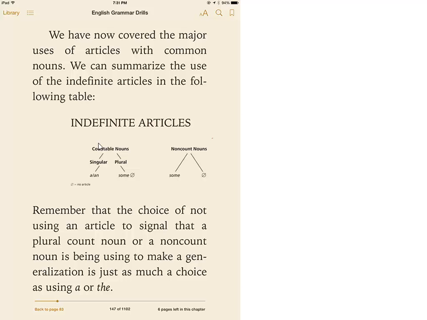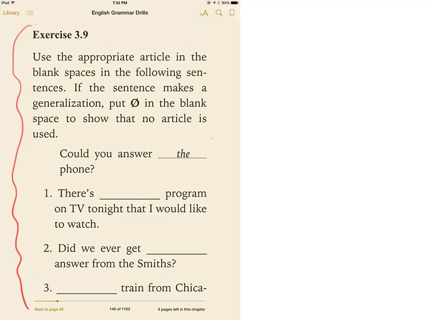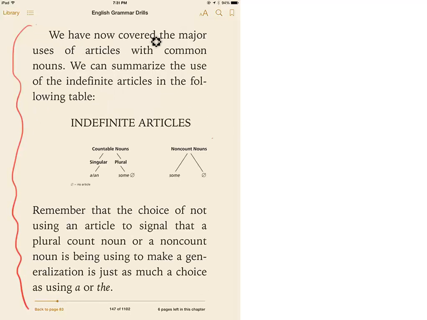All right. So let's go ahead and review a little bit. This is the last activity that we're going to do, and we're just going to review a little bit. I'm going to read this page to you because this is all we have to read, and then you're going to do the next little set of exercises where you fill in the articles that you need. Okay, so it says we have now covered the major uses of articles with common nouns.